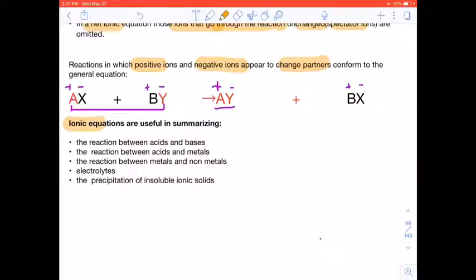Now let's look at ionic equations, and they are useful in summarizing the reaction between acids and bases, reaction between acids and metals, and also between metals and non-metals, and also give us an indication of the ions in electrolytes, and then the precipitation of insoluble salts, which we dealt with in the previous lesson, but we'll also touch on it in this particular lesson.